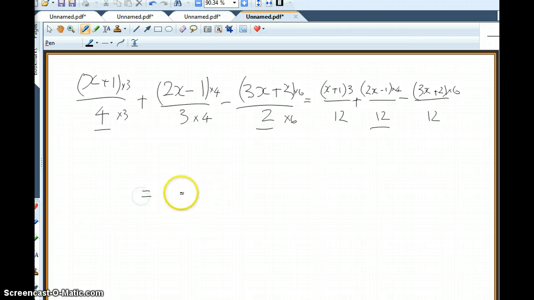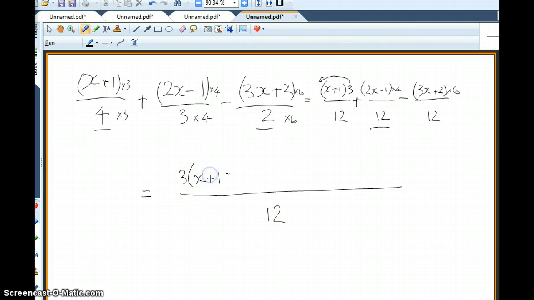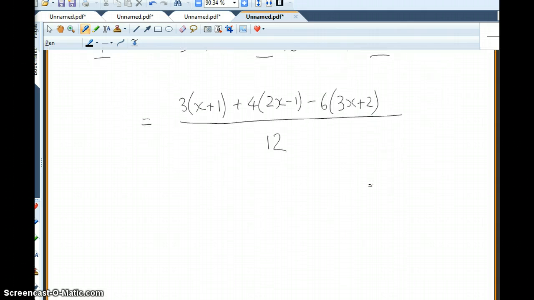Right. One big new fraction now, all over 12. And I'm just going to shift things around slightly. I'm going to bring the 3 in front, and it's going to be read 3(x + 1) plus, I'm going to write 4 in front, (2x - 1). I'm going to write the 6 in front, and I'm going to use the minus 6, (3x + 2). Am I finished? No. I can do the expansion. The brackets.